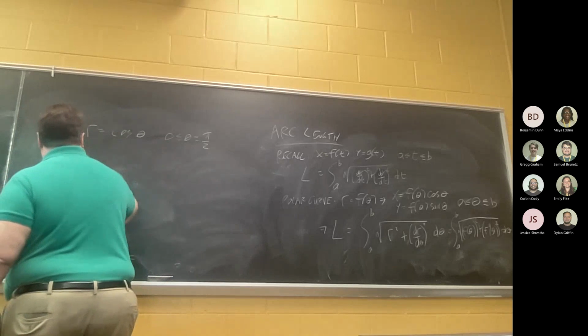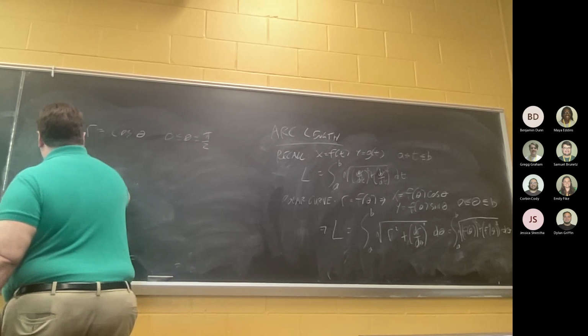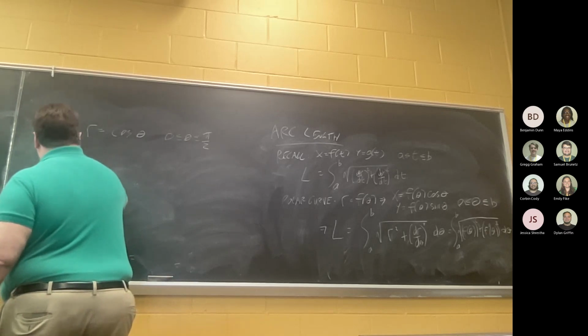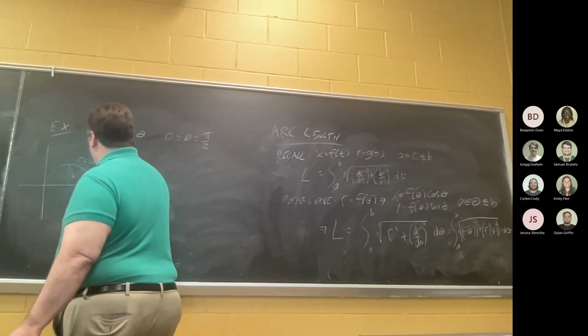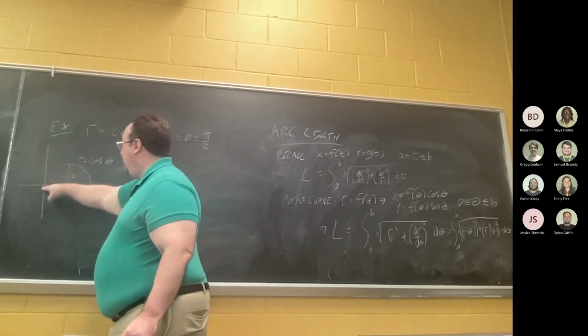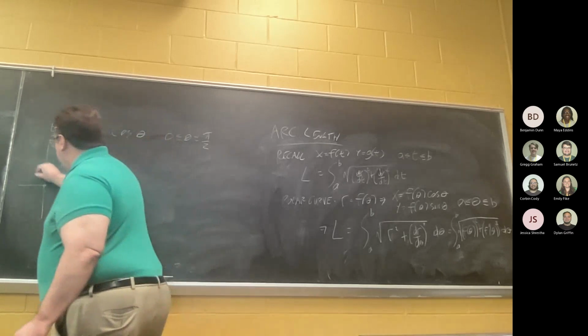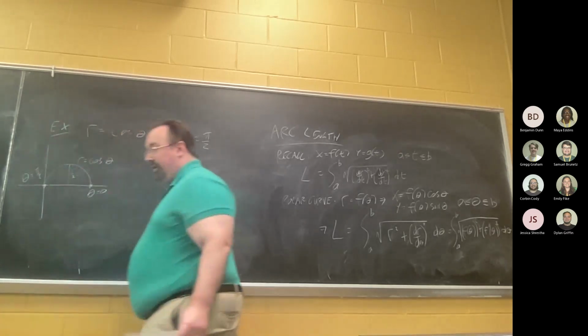Because we're going from 0 to pi over 2, it's a semicircle of radius 1/2. So we're starting out here at theta equals 0, and as it goes from 0 to pi over 2, we wind up back here at the origin. So it's this length we're going to get.